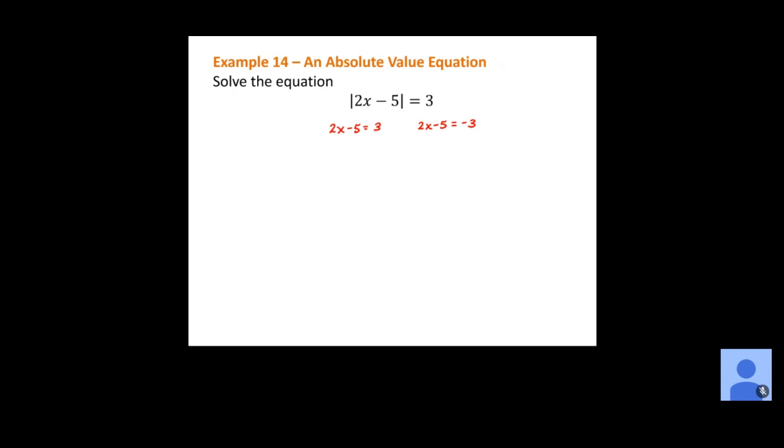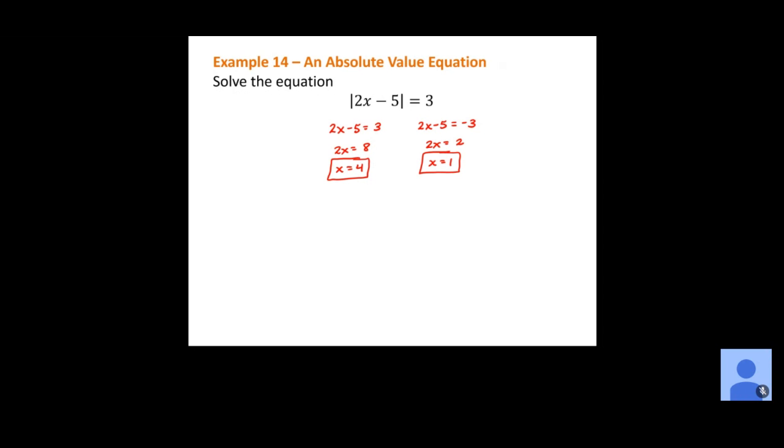Now we just solve. So we're going to add 5 here. That's going to give us 2x is equal to positive 8. We divide by the 2. That's going to give us x is equal to 4. Now on the other side, we add the 5. That's going to give us 2x is equal to positive 2. Divide by your 2. That's going to give us x is equal to positive 1. And so these are the 2 solutions to that equation.